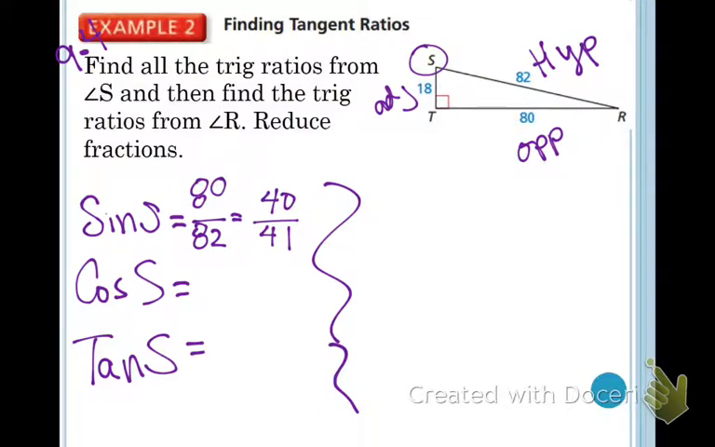The next one we're finding cosine of S. Cosine is adjacent over hypotenuse. What is the adjacent to angle S? 18. And my hypotenuse is still 82. So what do we get? 9 over 41.